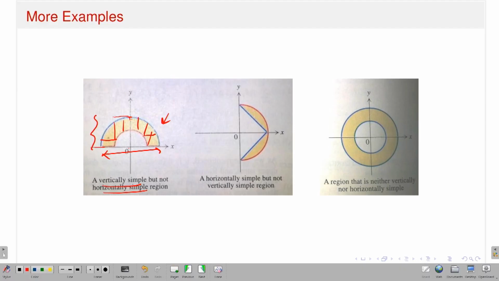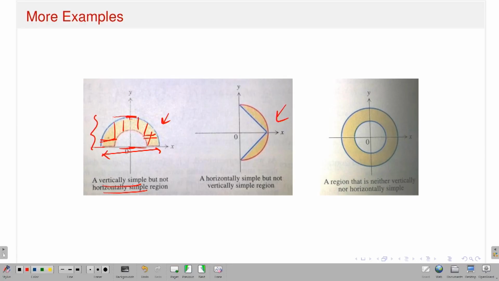Horizontally simple means y should be kept fixed, varying over some interval. In that case this is the range of y. However, x should vary from h1(y) to h2(y). So the left hand side has one function of y, and the right hand side has another function, h2. But this time it is not the case, because the y range is fine, but on the left hand side x varies from this to this, and if I come to the right hand side its origin changes. Therefore, it is not horizontally simple.